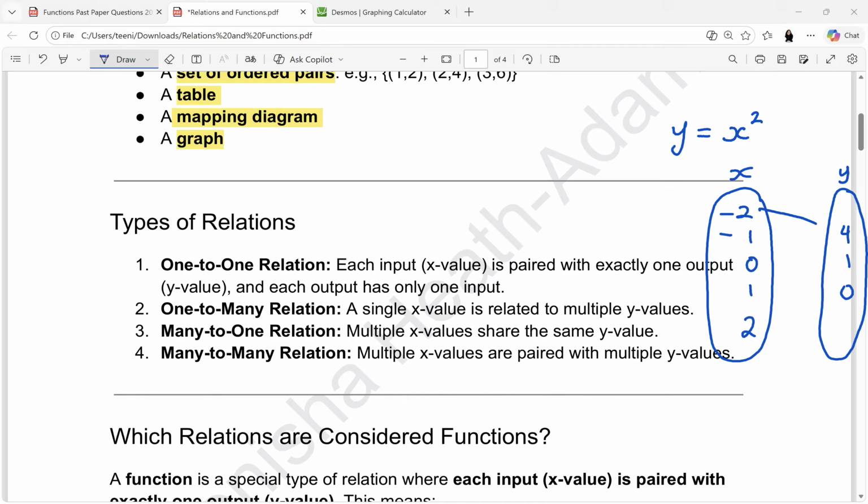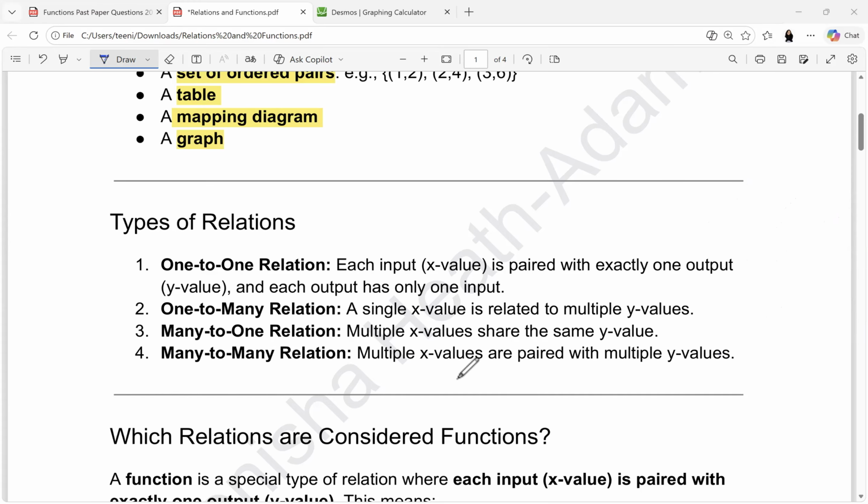So -2 will map on to 4, -1 will map on to 1, 0 maps on to 0, 1 maps on to 1, and 2 maps on to 4. So as you can see here, this is a many-to-one relation because you have multiple x values sharing the same y value. So that's a many-to-one relation.